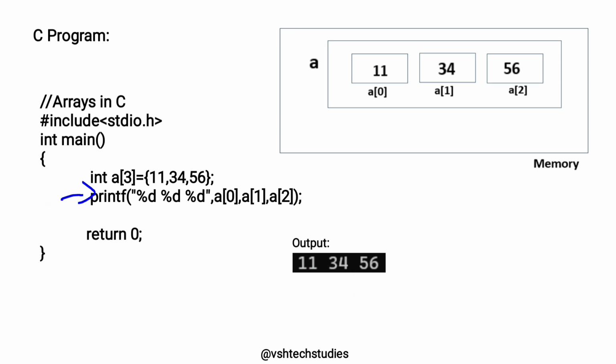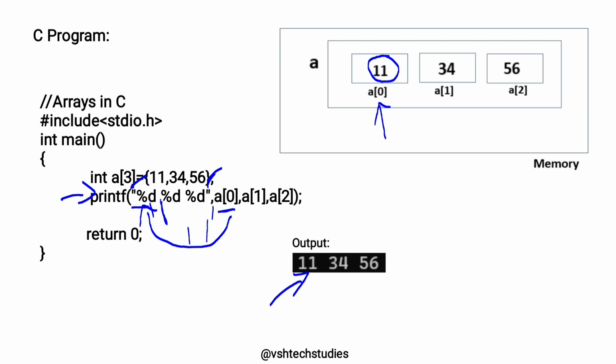In this printf statement, within double quotes, the first percentage %d means an integer value. Outside double quotes after the comma, for the first variable, that is the first memory location, its content is substituted and printed on the monitor. So a of 0 means in that memory location 11 is there. So 11 will be substituted here and hence 11 is printed on the monitor.